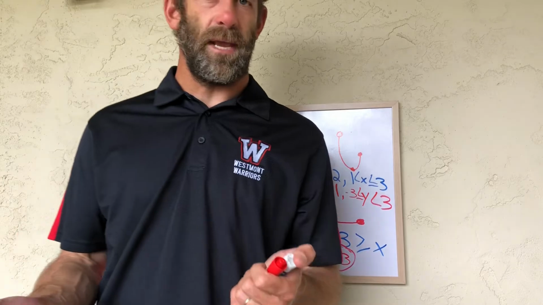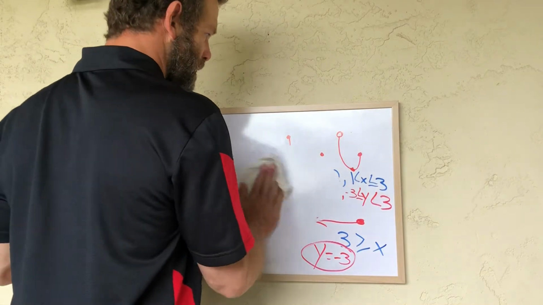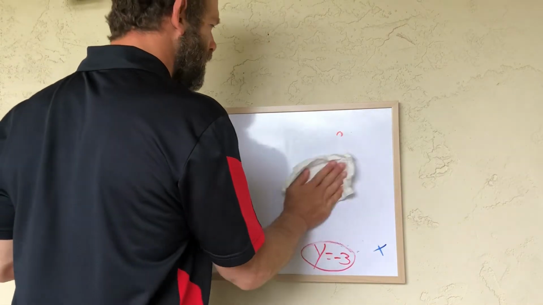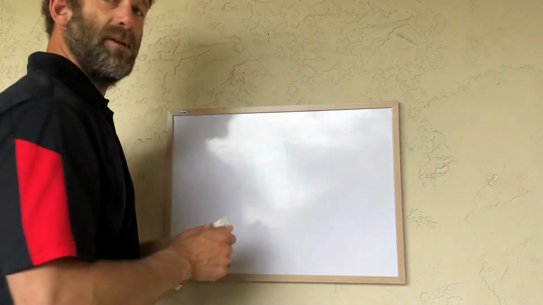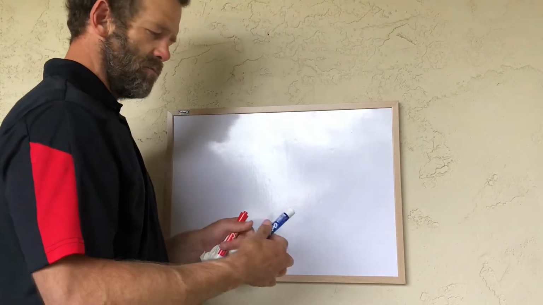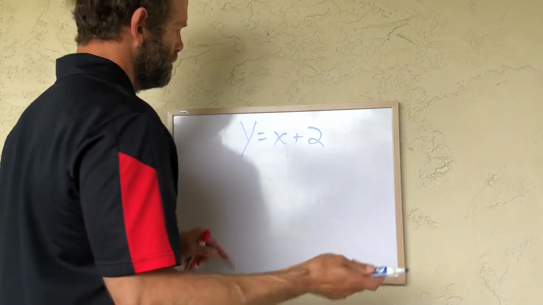Another review about domain and range is your independent and dependent variable. Your independent variable is always going to be your x. Your dependent variable is always going to be your y. I'm sure most of you, since this is IM3 STEM, understand why, but just a little review. Let's just take y equals x plus 2.